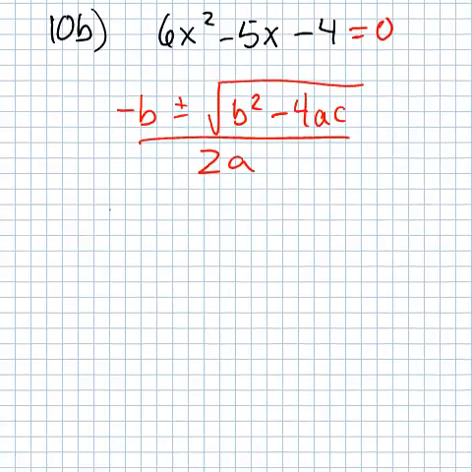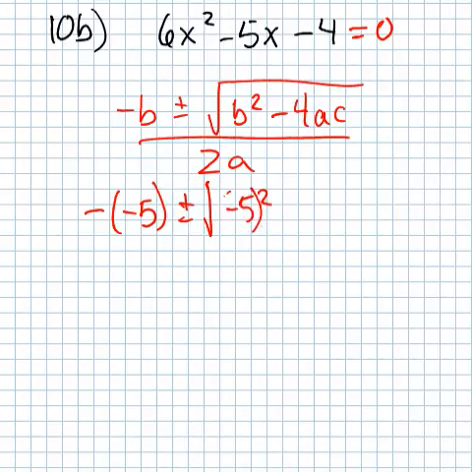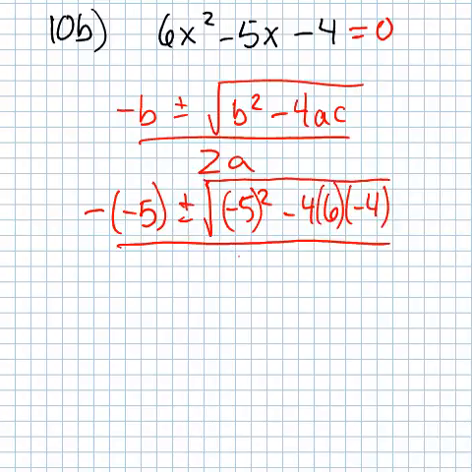So that's going to give me negative b, which is negative 5, plus or minus b squared, which would be negative 5 squared, minus 4 times 6 times negative 4, all over 2 times 6. Just plug in all the numbers. If you work out the stuff inside the square root here, you should get 121. Okay, so this is going to be 5 plus or minus root 121, which is just 11. So that's where the 11 comes from, all divided by 12.